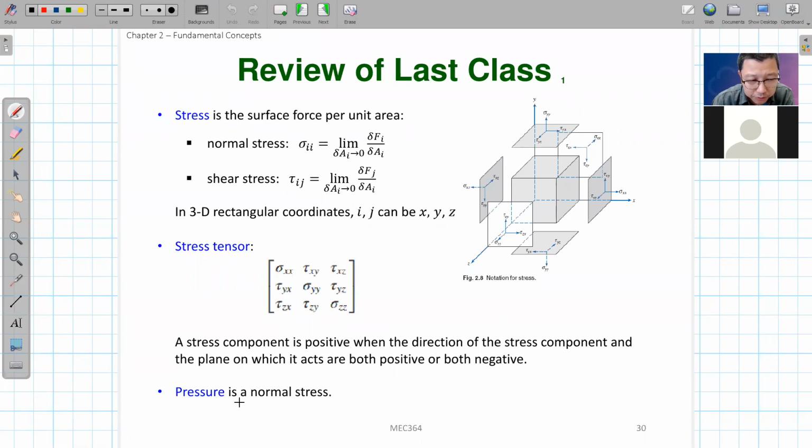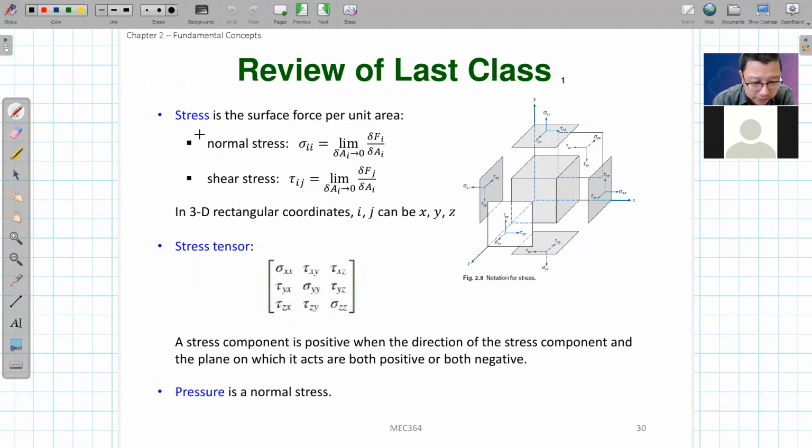We can prove later on that pressure is a kind of normal stress. So what does that mean? Pressure has the unit Pascal, right? And we know that Pascal is basically the force, the Newton, per meter square. So pressure is a kind of stress, a normal stress.